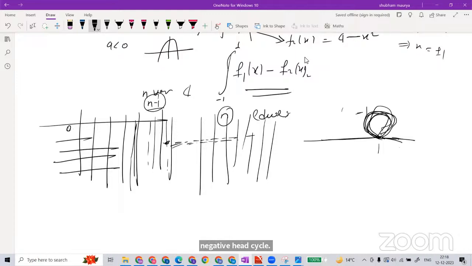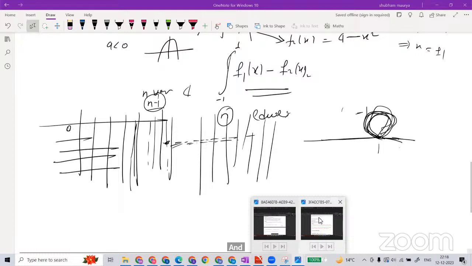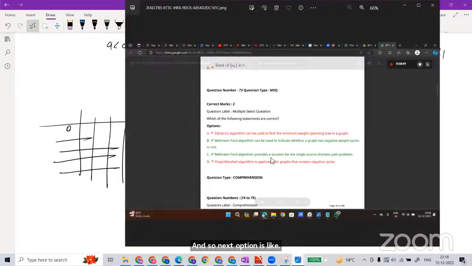The next option: the Bellman-Ford algorithm provides a solution for the single source shortest path. That's true, it is for the single source, from one vertex to all other vertices. Floyd-Warshall is for all vertices to all other vertices, but Bellman-Ford is from one to all others. Floyd-Warshall also will not work for graphs that contain a negative weight cycle.